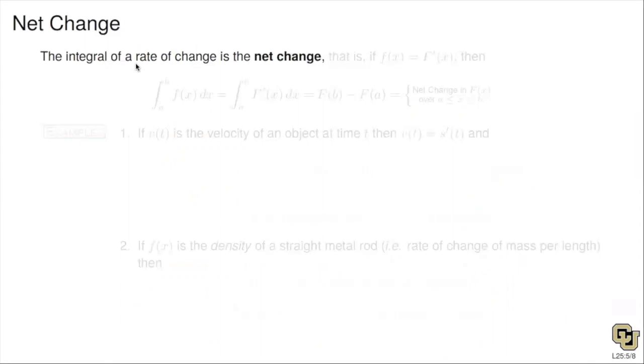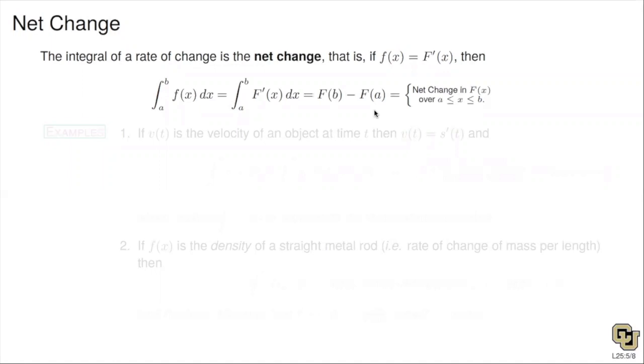So let me just talk about the interpretation here. What does it actually mean? The integral of a rate of change is interpreted as a net change. For example, if the thing we're integrating, little f of x, has an antiderivative capital F, then the integral of little f will equal F of b minus F of a, and this is interpreted as the net change in F of x from a to b.